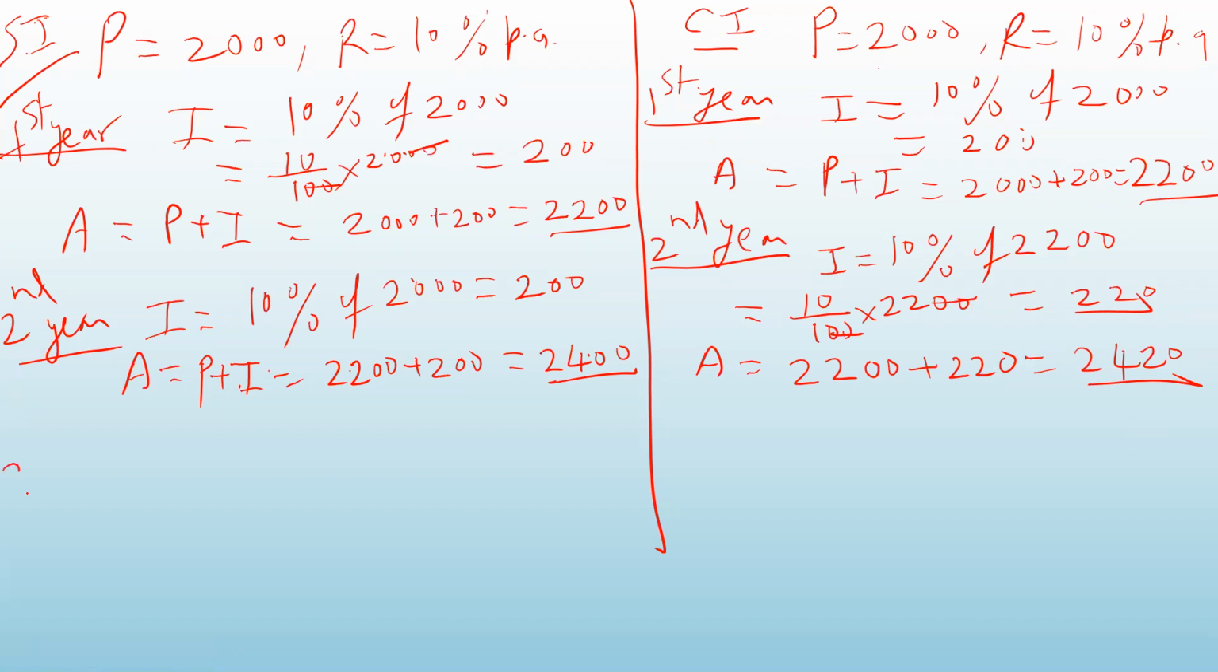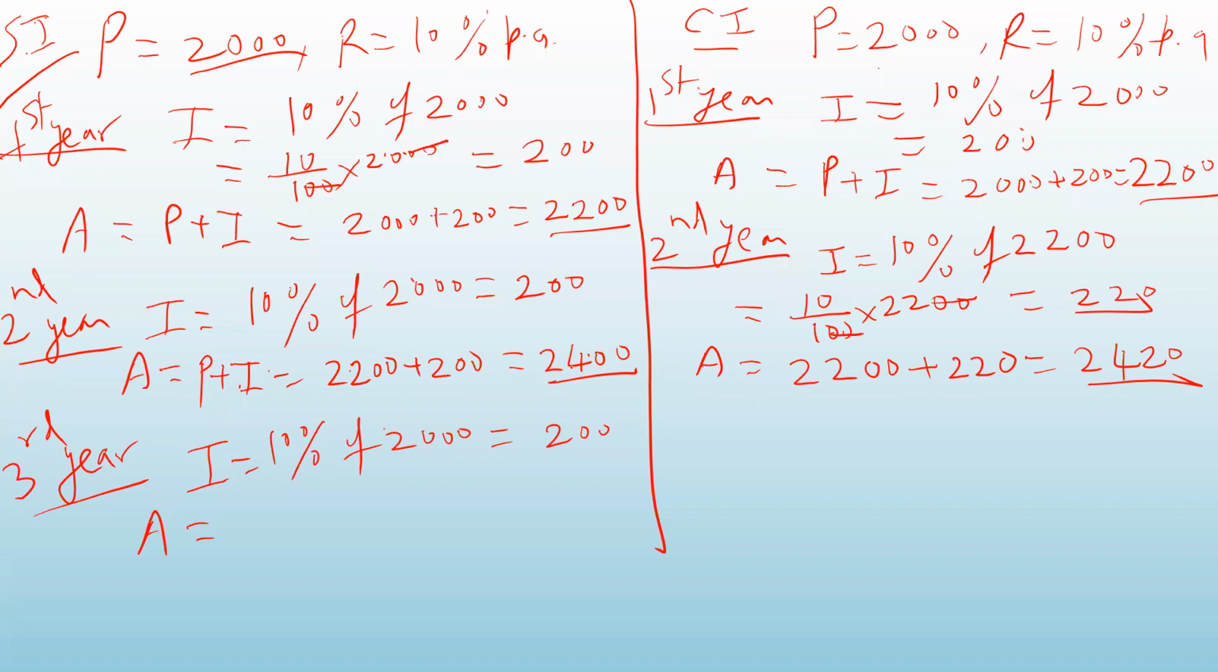Let us see the third year. In the third year, in simple interest, what will be the interest? It will be the same, 10% of the initial principal, that is 10% of 2000. So it is the same, 200. What will be the amount in the third year? In the second year, the amount was 2400. In this, the interest of the third year is added. So you will get 2600.